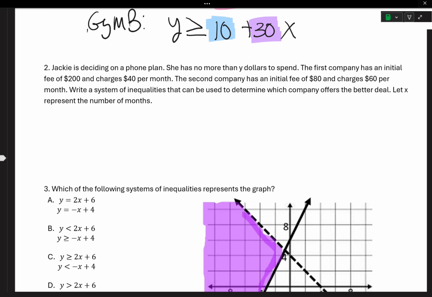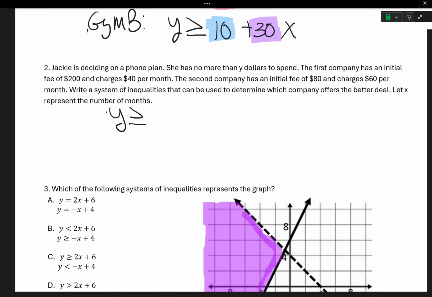The first company has an initial fee of $200 and charges $40 per month. The second has an initial fee of $80 and charges $60 a month. Let's do the same system of inequalities with X representing the number of months. All right. Y is greater than or equal to, again, because the amount of money she has has to be more than what she spends. We're not going to go into debt.